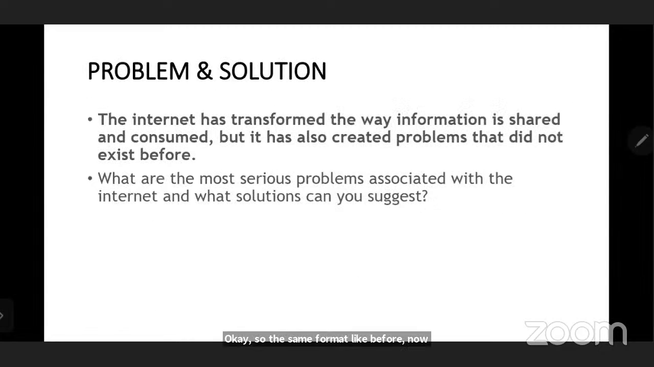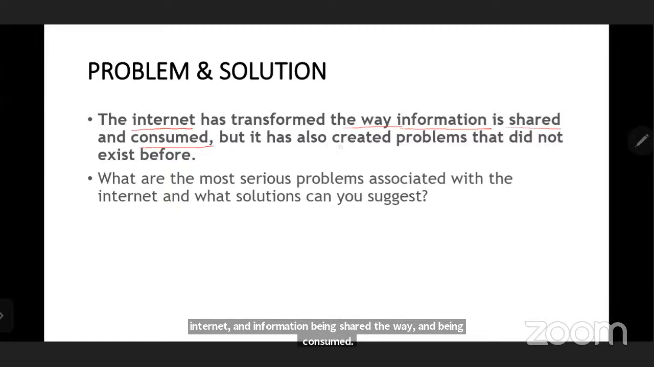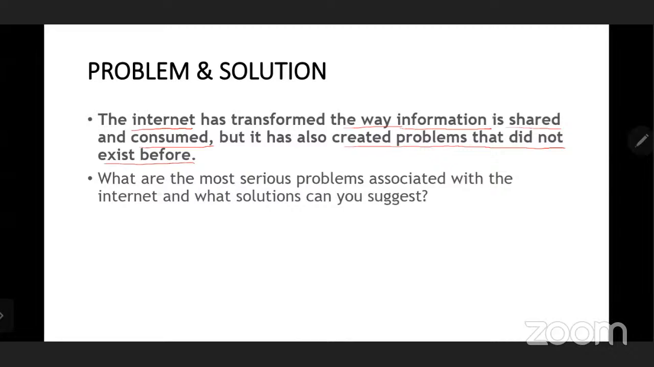Next, question about problem and solution. So this is the question. The internet has transformed the way information is shared and consumed. Okay, internet and information being shared, the way, and being consumed. But the internet also created problems that did not exist before. The question is, what are the most serious problems associated with the internet and what solution can you suggest?